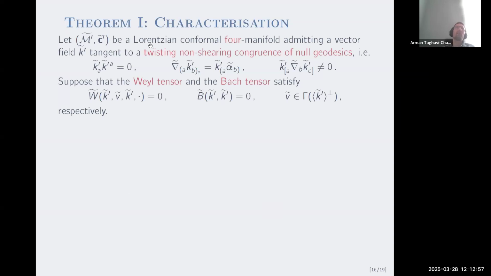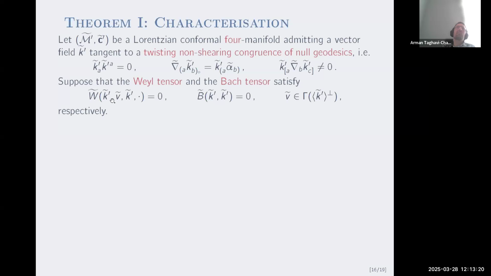So I start with the Lorentzian conformal four-manifold. So there is no metric here, only conformal structure. And I suppose that there is a vector field that is tangent to a twisting non-shearing congruence of null geodesics. So you should all be familiar with this, I guess. This is almost standard in general relativity.